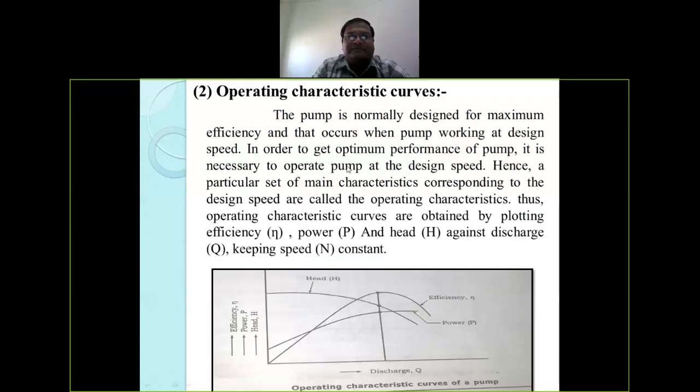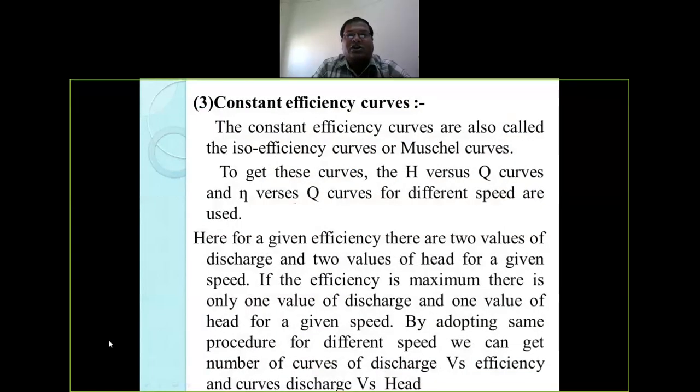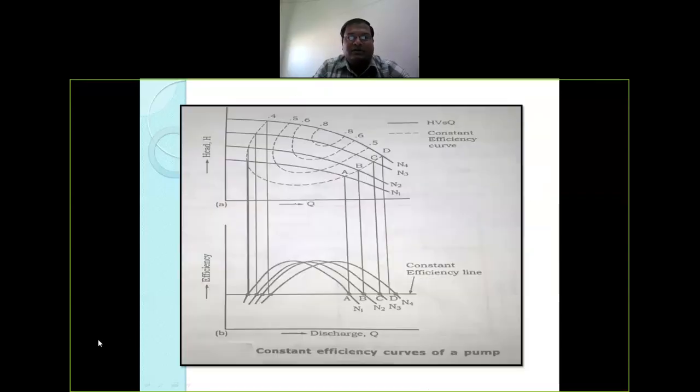The third one is the constant efficiency curve, which is also called the iso-efficiency curve or muschel curve. To get these curves, the H versus Q curves and eta versus Q curves for different speeds are used. Here, for a given efficiency, there are two values of discharge and two values of head for a given speed. I will show you the figure.